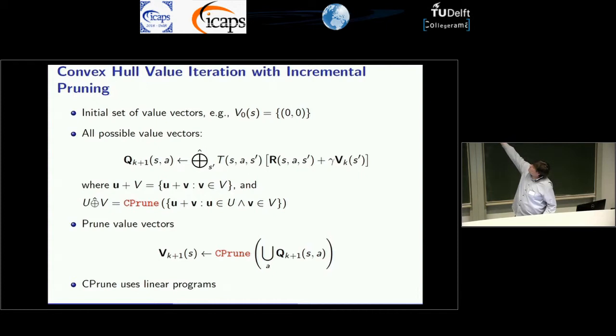And then after we've done this, we actually have to prune this set back to exclude vectors that we do not need. And so this pruning after every next state corresponds to what we know in MDPs as incremental pruning. All right, and then finally, after we've got all Q values, we take the union over all actions, and then we prune again. And so this cprune uses, again, linear programs.